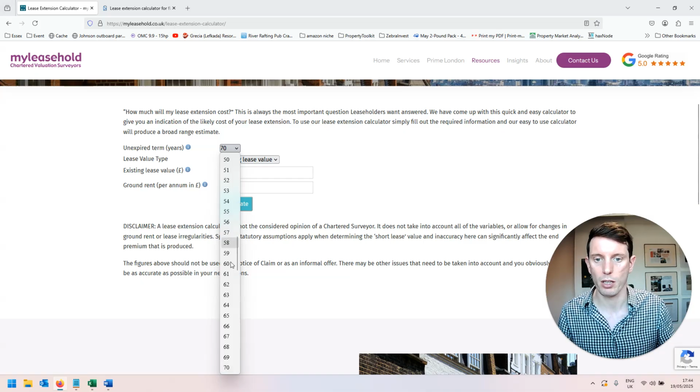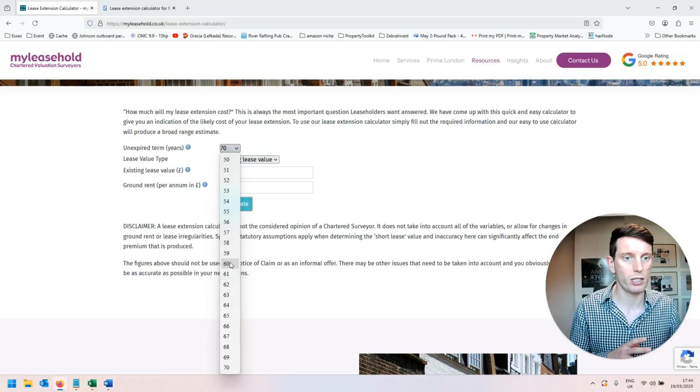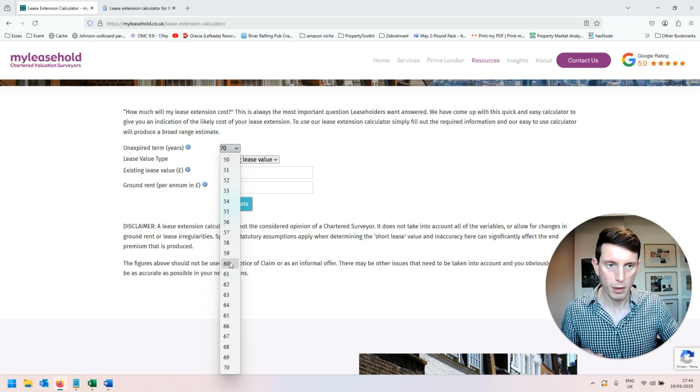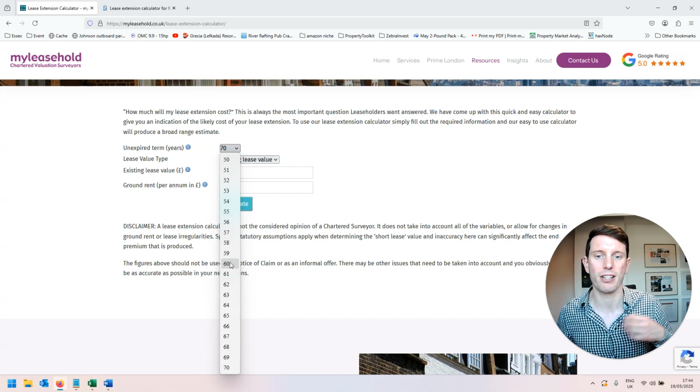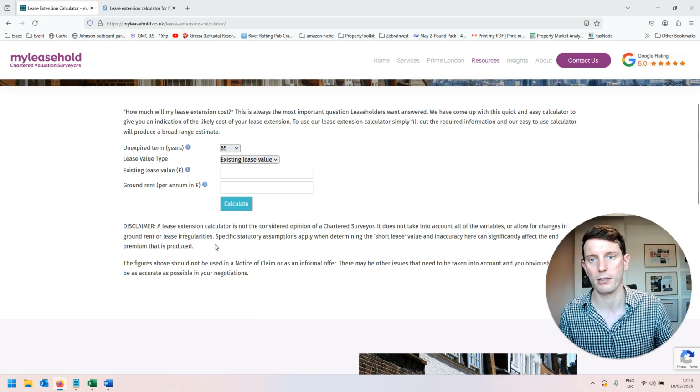So you're going to start off by saying how many years are left on my lease. You might have found this previously from a piece of software, or you may have actually opened and read a lease and found the number of years left on it. So say for example we've got 65 years left on the lease.